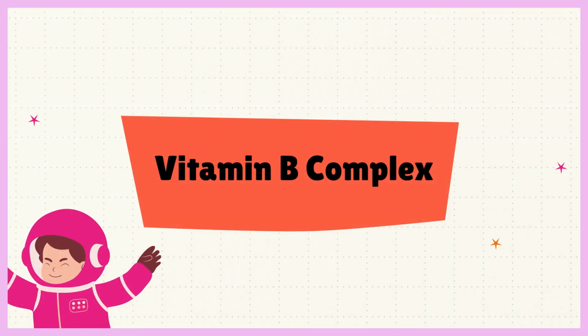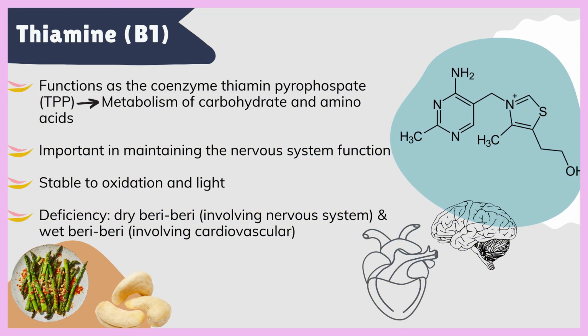Next, let's continue with the vitamin B complex. Vitamin B1, or thiamine, functions as the coenzyme thiamine pyrophosphate, which is involved in the metabolism of carbohydrate and amino acid. This vitamin is important for the proper function of the nervous system, which is why lack of this vitamin can result in dry beriberi as well as wet beriberi.